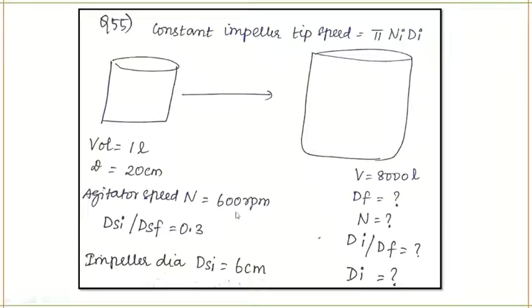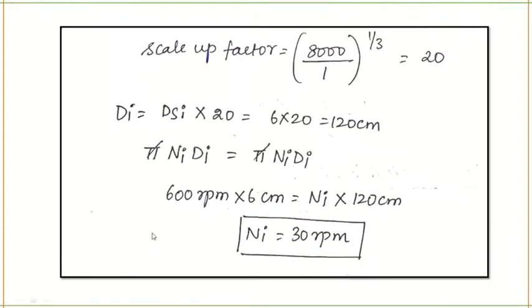Agitator speed is 600 rpm. We don't know the diameter of the impeller to the fermenter ratio here; they've given us 0.3. The ratio here we also don't know. Impeller diameter they've given as 6 centimeter. Since they've given you impeller diameter 6 centimeter and ratio 0.23, from these two values you can find out the diameter of the fermenter.